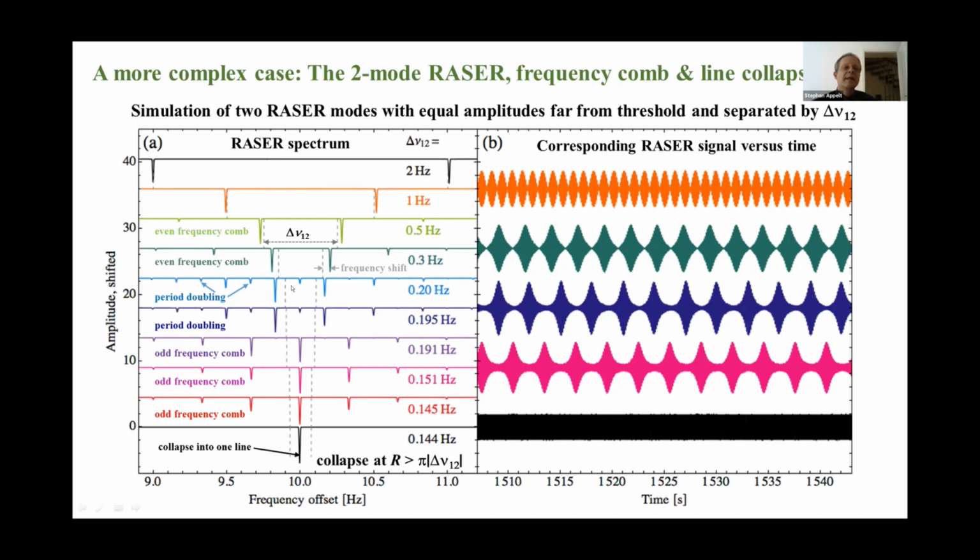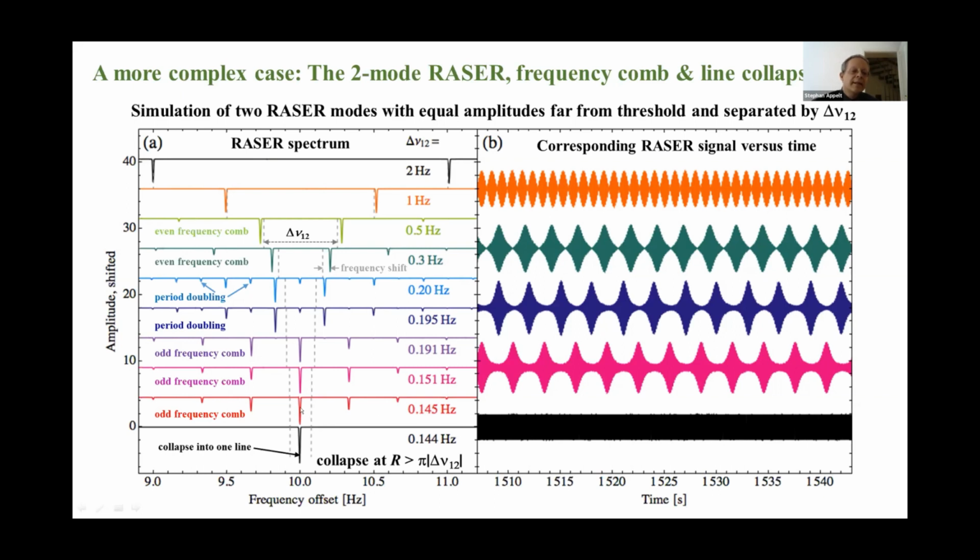And so this is another interesting effect I will not talk about. It's just to show you how interesting that is, even when there are only 2 modes. And the period doubling now changes the shape. Suddenly the even number of lines here changes into an odd frequency comb with a central line and another spacing.